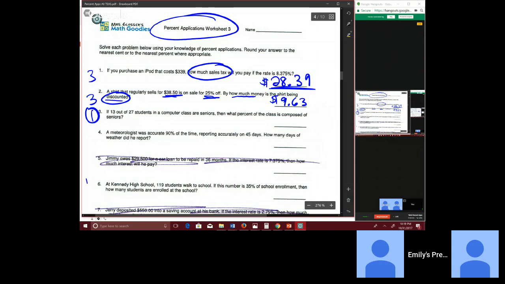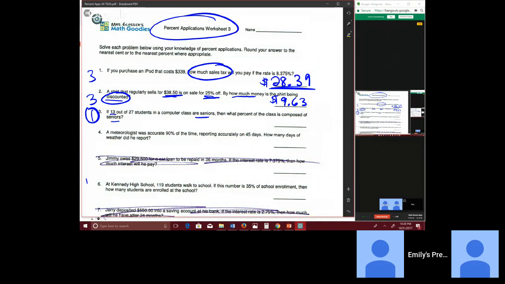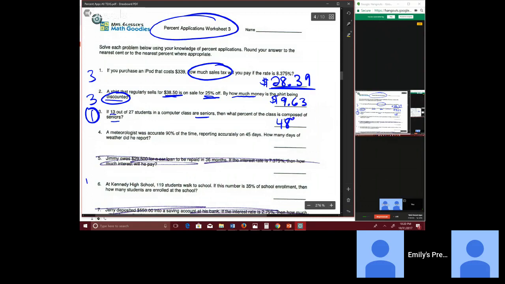Number 3 is a scenario 1, and again, they gave you a number of seniors. They asked you for a percentage of seniors. Never count on that happening, but if it does, great. And that will come out to 48%. And number 4 is a scenario 2. It says that they were accurate 90% of the time and then said that they were accurate 45 times. So 45 is 90%. That means that there were 50 days in total.